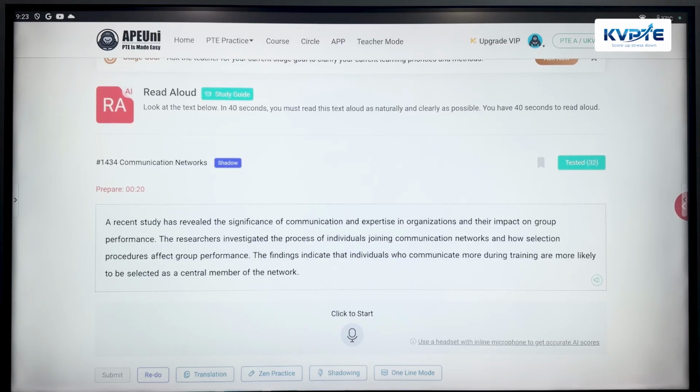A recent study has revealed the significance of communication and expertise in organization and their impact on group performance. The researchers investigated the process of individuals joining communication networks and how selection procedures affect group performance. The findings indicate that individuals who communicate more during training are more likely to be selected as a central member of the network.